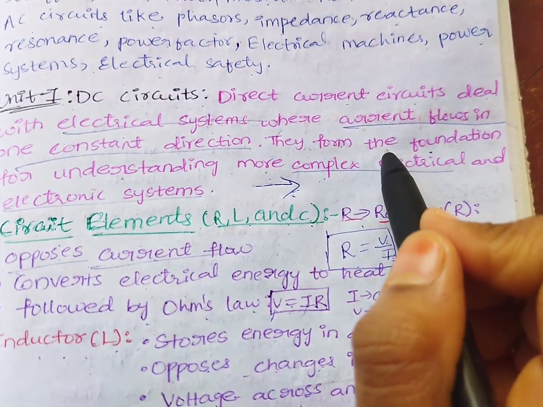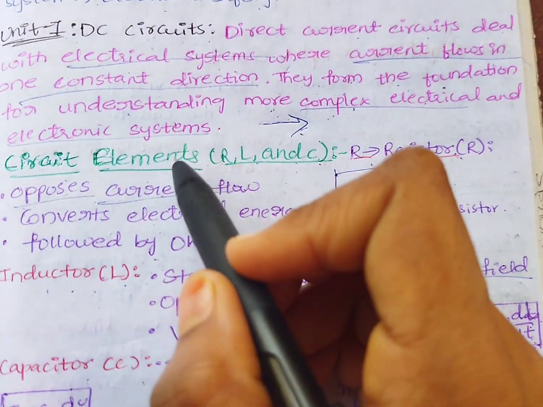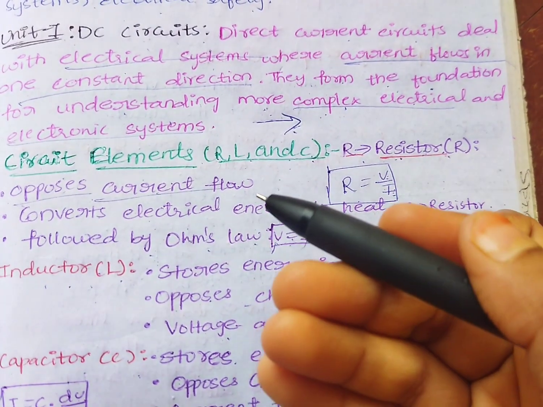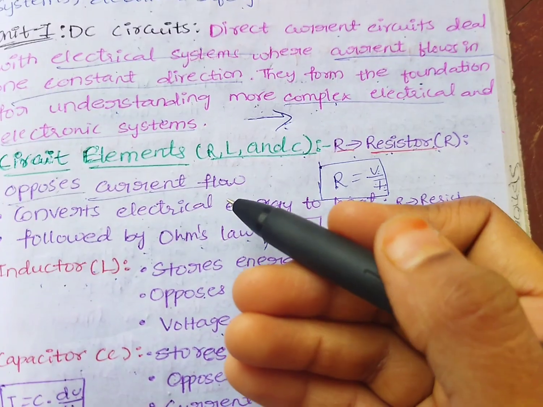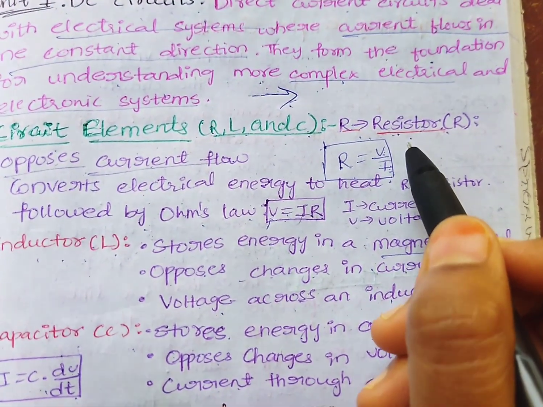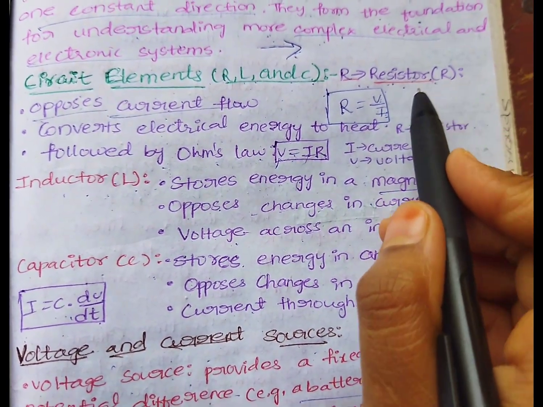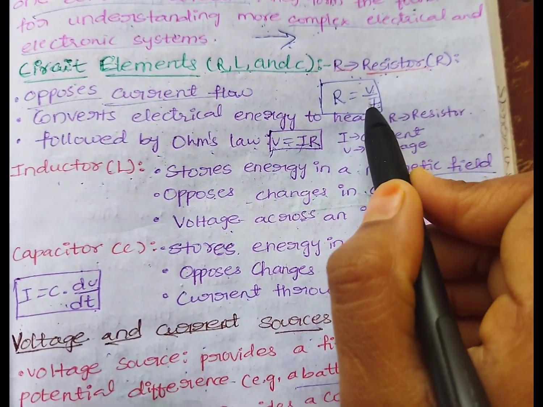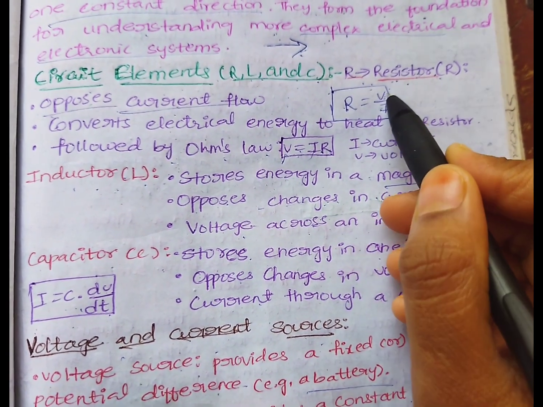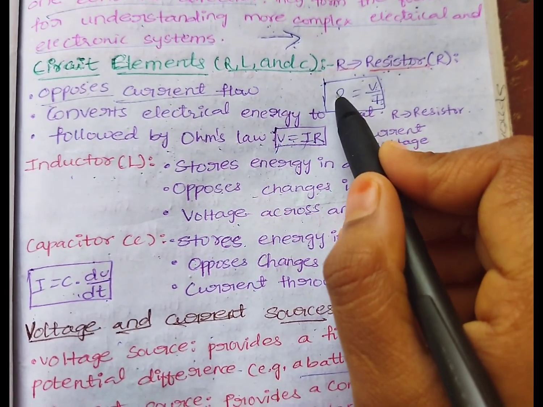They form the foundation for understanding more complex electrical and electronic systems, like inductors, capacitors, circuit elements and capacitance. These concepts are included in circuit elements R, L and C. R is nothing but resistor. Resistor is denoted by R. It is the ratio of voltage to the current. Voltage is represented with V, current is represented with I. Together, this ratio is known as a resistor.